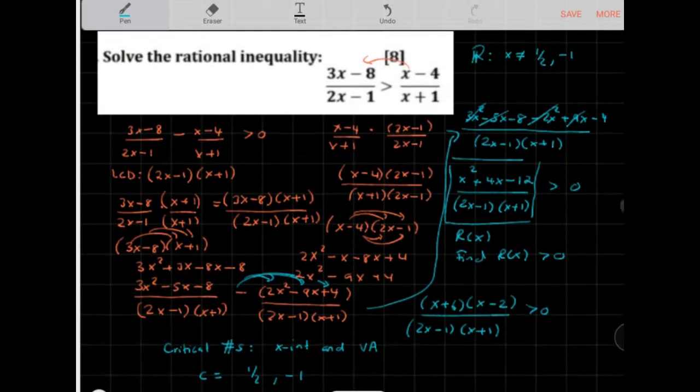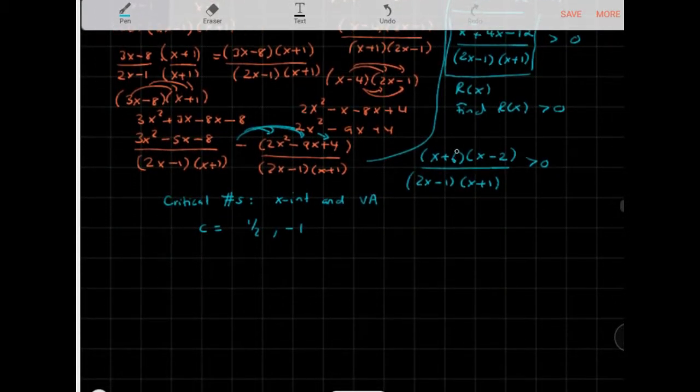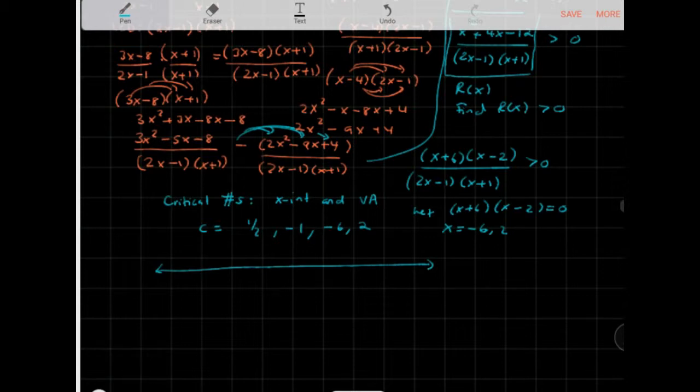These are non-inclusive points. We also have our x-intercepts, where we let the numerator equal 0, so that's going to include negative 6 and 2. So we also have negative 6 and 2, right? Those are our critical numbers. We take our critical numbers and we plot them on a number line in order to find our intervals. That's what the critical numbers are used for, to find our intervals.